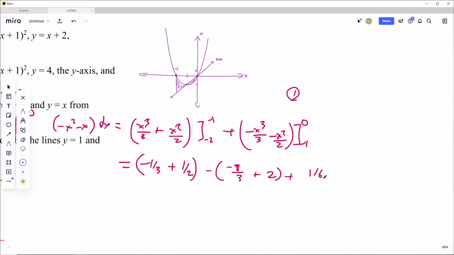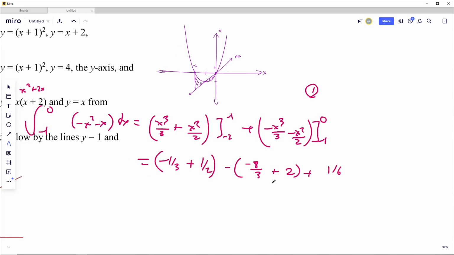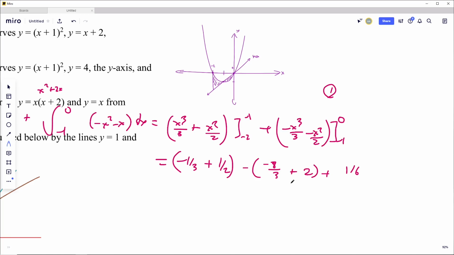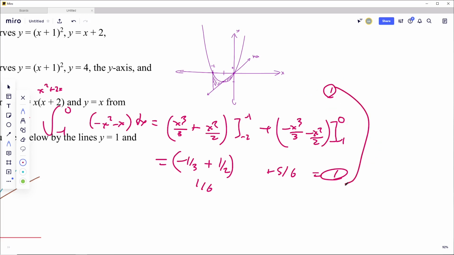If this was too fast, you can always replay it and solve it yourself. You're going to find it to be that way. If I made a mistake, I apologize. So 2 minus 8 over 3, you get minus 2 over 3. With a minus here, it becomes plus 2 over 3. And so you have this 2 over 3 plus 1 over 6. You get 5 over 6. Let's simplify. Minus a third plus a half, you get 1 over 6. 1 over 6 plus 5 over 6, you get 1. Is that the answer? Yes, it is.